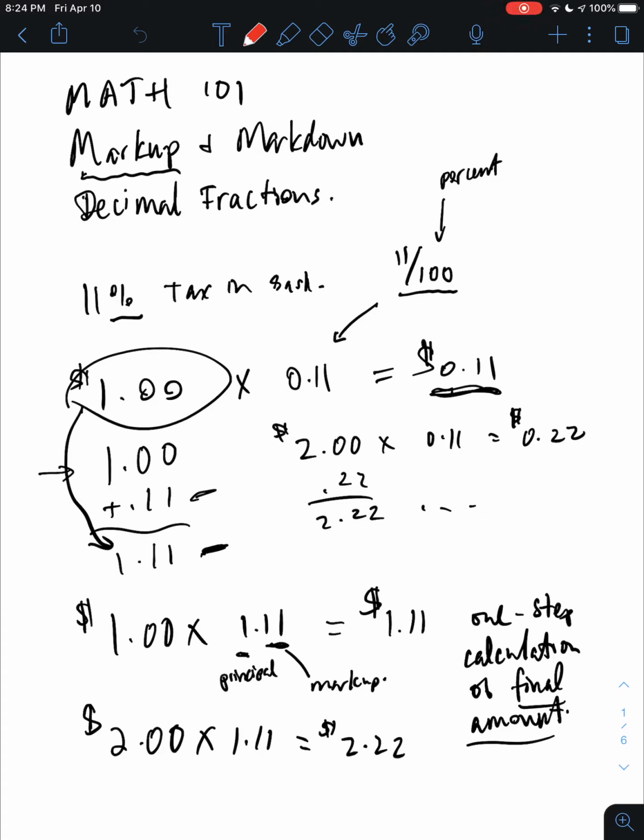I'm here with a Math 101 lecture. The topic is Markup and Markdown, which is an application of decimal fractions.